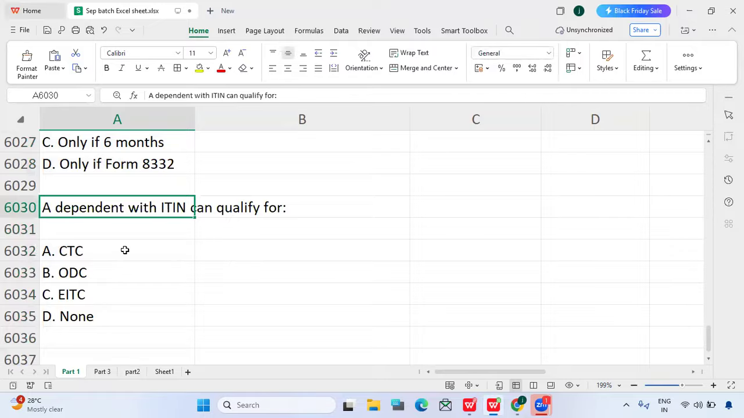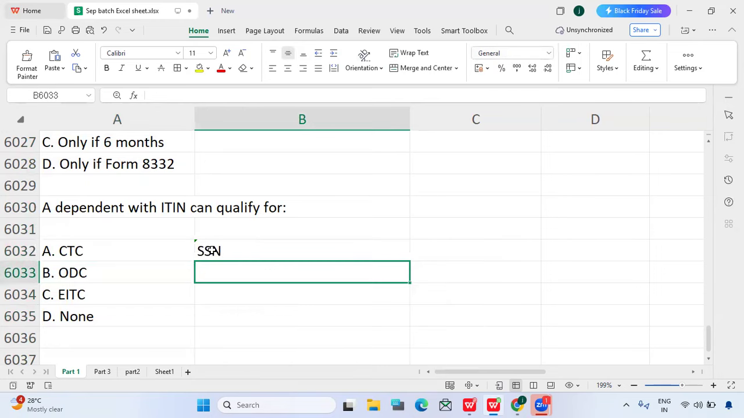Dependent with ITIN. So ITIN will qualify for ODC, other dependent credit. SSN qualifies for CTC. SSN and ITIN, this we will see later.